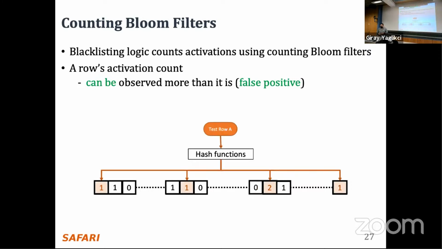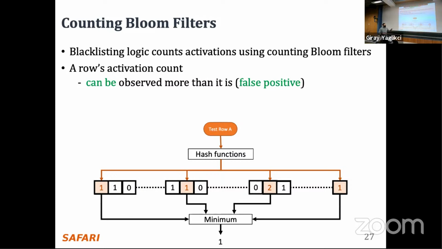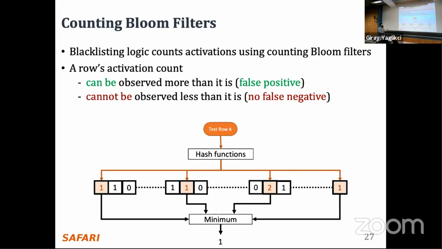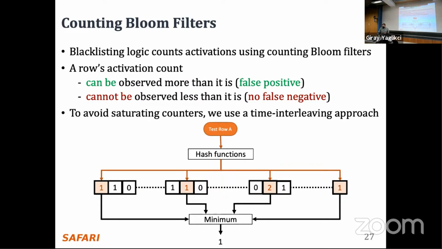When we want to estimate a row's activation count, we test row A, which again goes through the same hash functions and addresses these counters. We get the minimum value among these counter values and get the activation count based on that. Since we do not decrement these counters at any time, they just increment, so we cannot observe an activation count value less than its actual value. So there are no false negatives here.